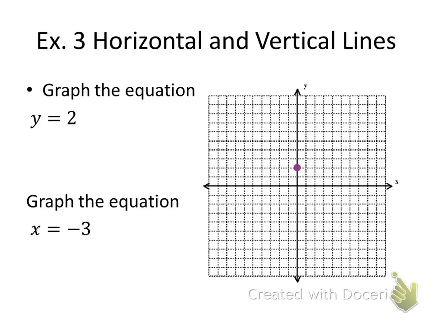Now, I've got to get some form of line out of this because I can't just have a dot. That's not what they want us to do. They want us to graph the line. Well, you say, oh, well, that's easy. It's y, so the line has to go straight up and down. No, not technically. That's not right. What we need this line to do is we need it to cross the y-axis at positive 2 only.